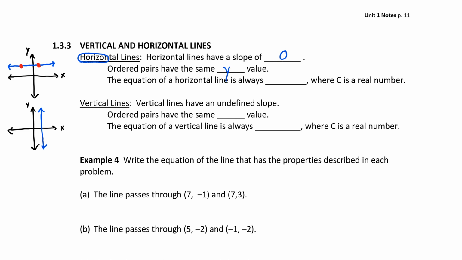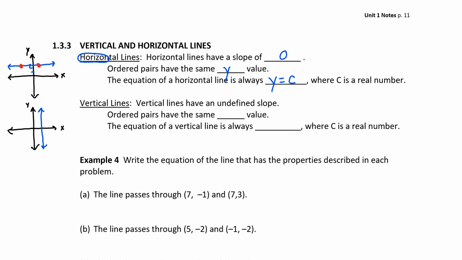So looking at our example graph, let's suppose that this is y equals 2. Then both of those points would have the same elevation or same y value. X is going to have a lot of different values along that line, but y always stays the same. Therefore, the equation of a horizontal line is always y equal to some number c, where c is any real number. So horizontal lines have a slope of 0, and the form for the equation of a horizontal line is always y equal to a number.